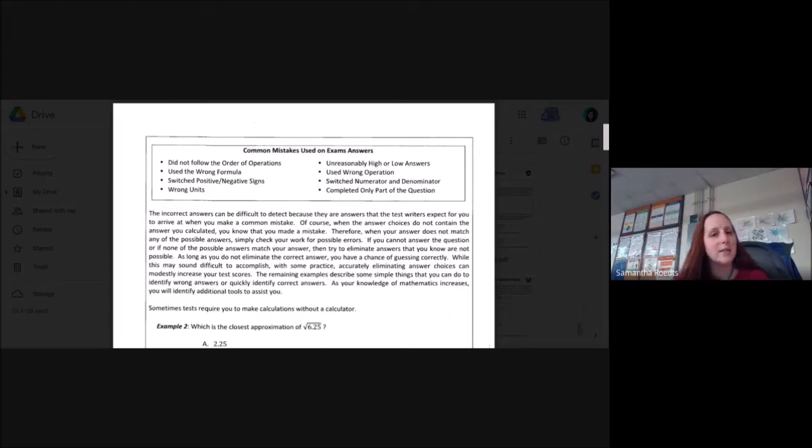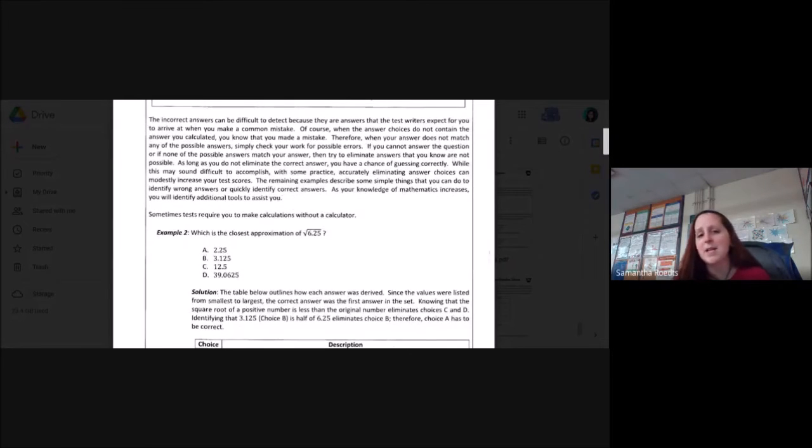While this may sound difficult to accomplish, with some practice, accurately eliminating answer choices can modestly increase your test scores. Remaining examples describe some simple things that you can do to identify wrong answers or quickly identify correct answers. As your knowledge of mathematics increases, you will identify additional tools to assist you. Sometimes tests require you to make calculations without a calculator.